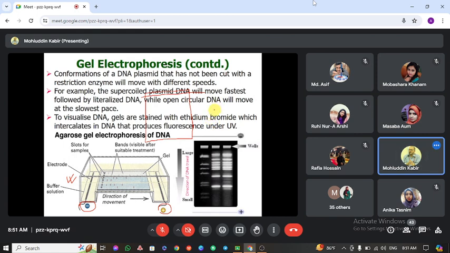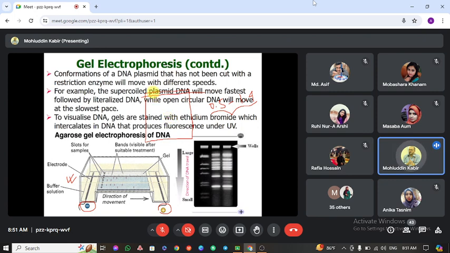And the percentage of the agarose varies. It varies from 0.5% to 1.4% agarose. And that percentage depends on the length of the DNA.